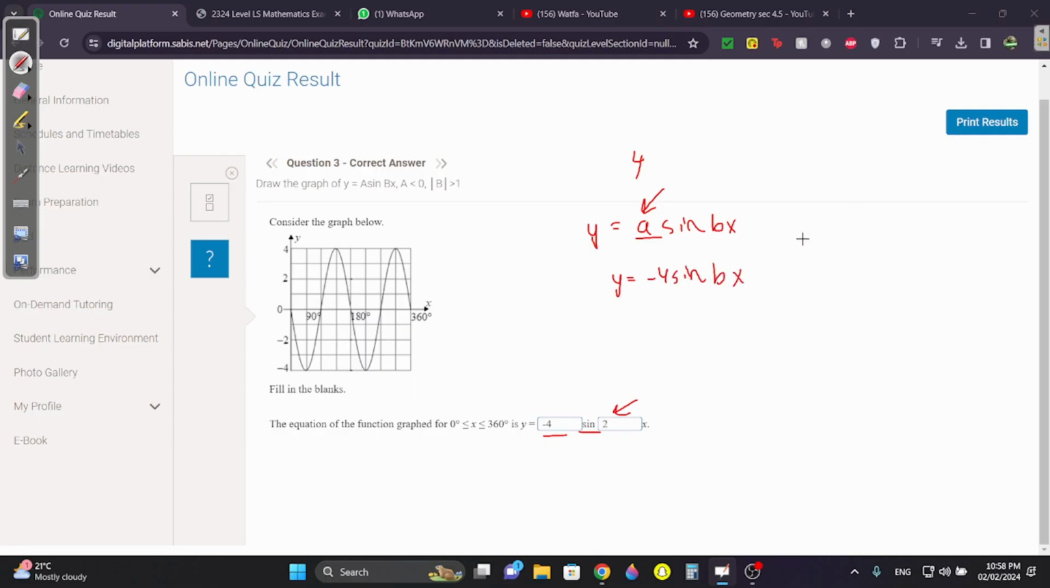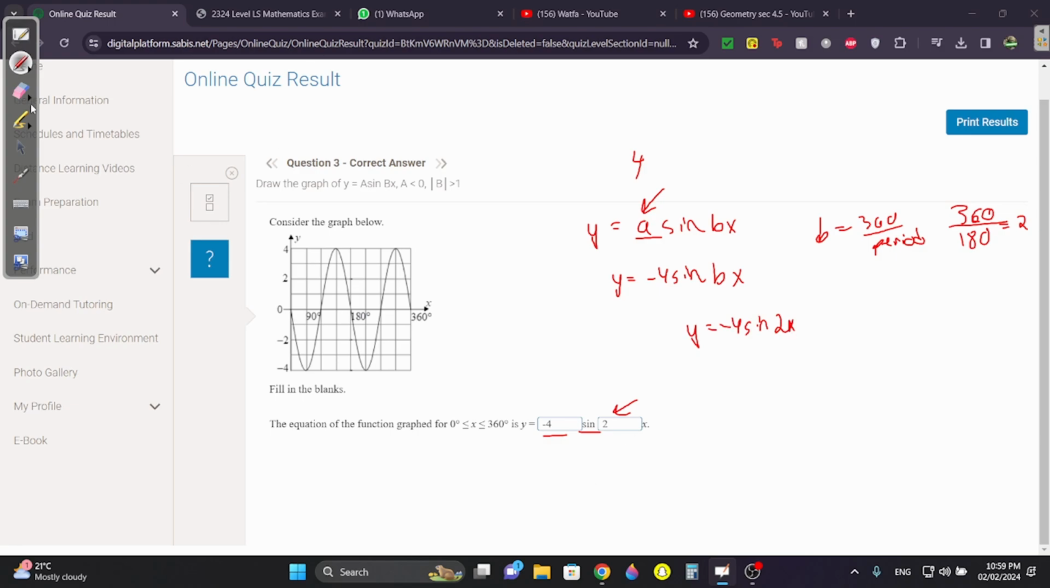Same thing, b is always 360 over period. Okay, 360 divided by the period. In this case, the period starts going down, then goes up, then comes back down. This complete rotation took us 180 degrees. Again, it starts going down, then goes up, then back down. Again, 180 degrees. Every period in this case is 180 degrees. So 360 divided by 180, you get 2. It will be minus 4 sine 2x.